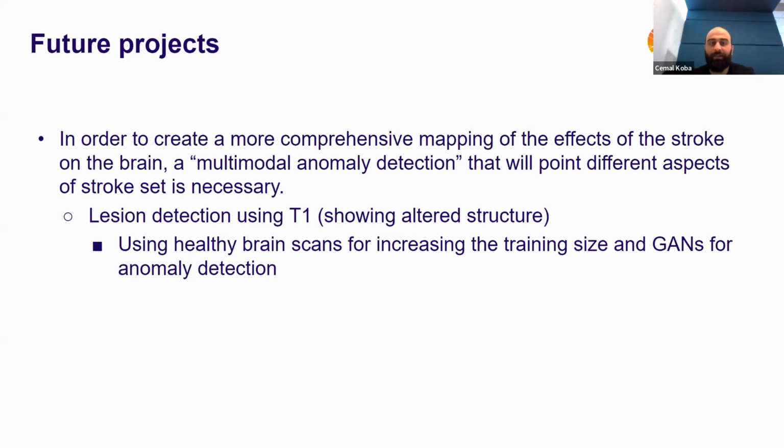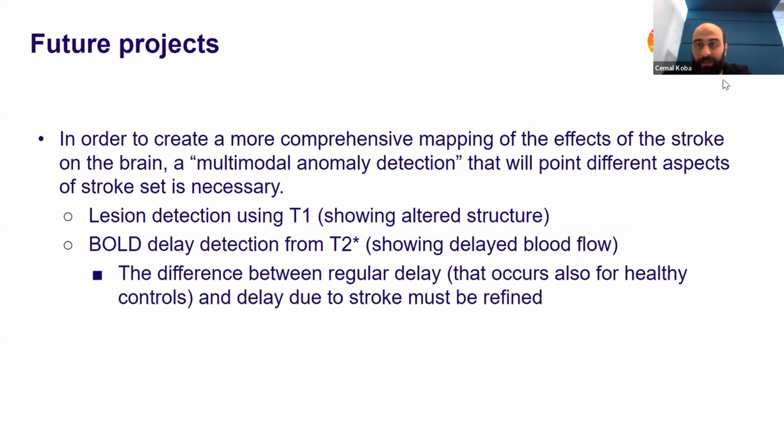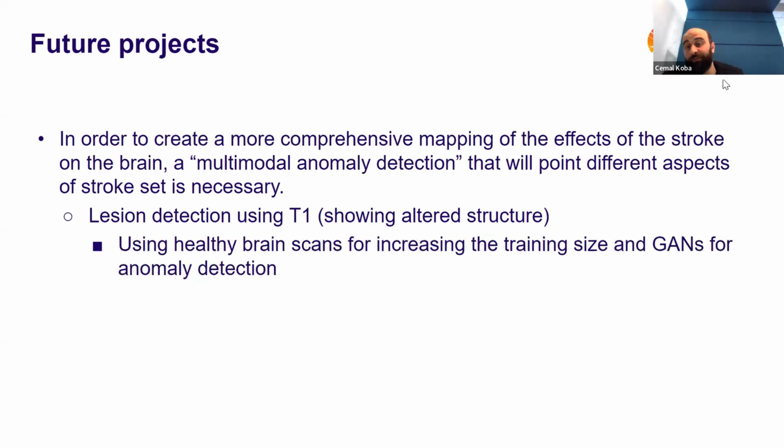And I think there is a lack of a solid toolbox doing this, because the available ones mostly depend on supervised models that are trained with expert hand-drawn masks. But I think, in order to increase the training size, an anomaly detection algorithm with GANs based on healthy brains will be superior.